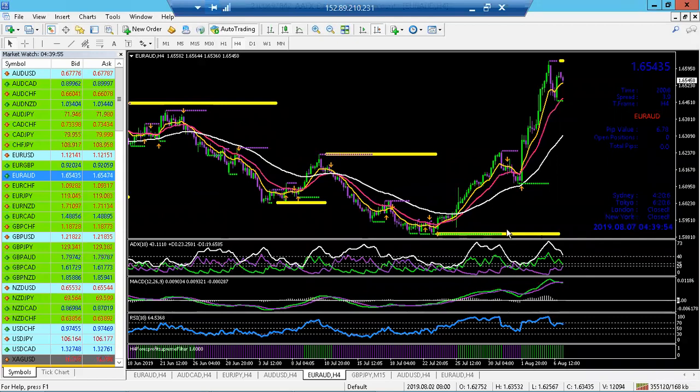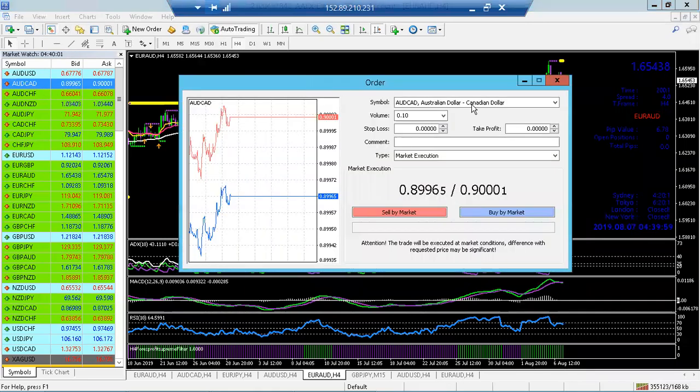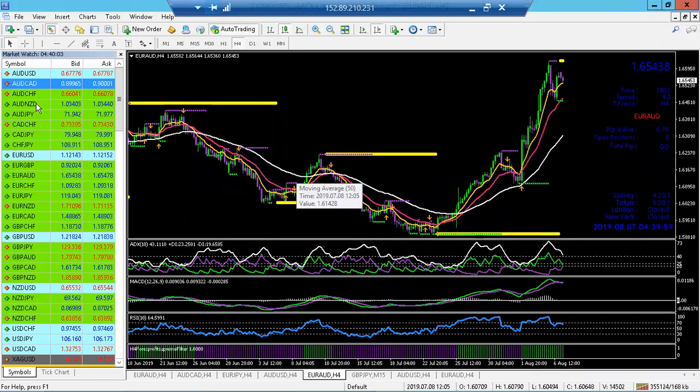Okay. So you said Aussie CAD was a good buy, and I see that it does have triple arrows on the 4 hour pointing up. So you would jump in that trade for a swing trade right now, or would you wait for other confirmations?